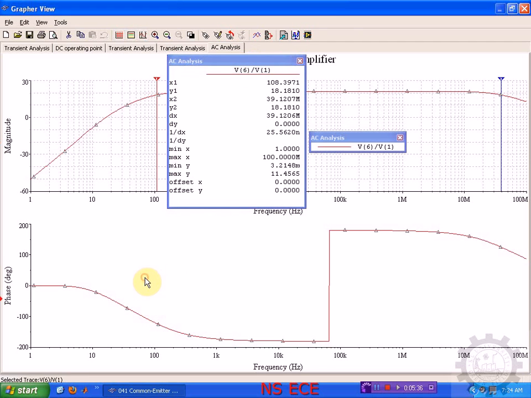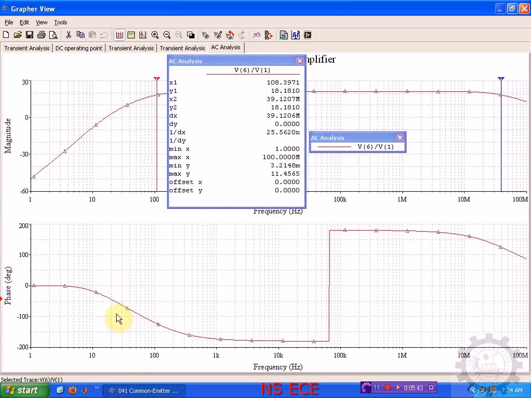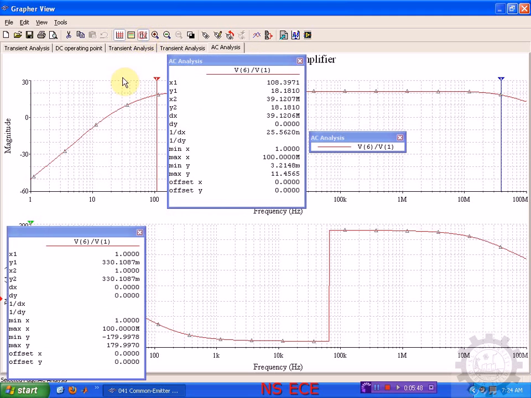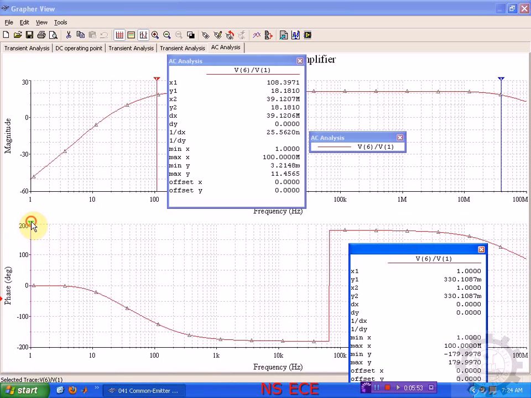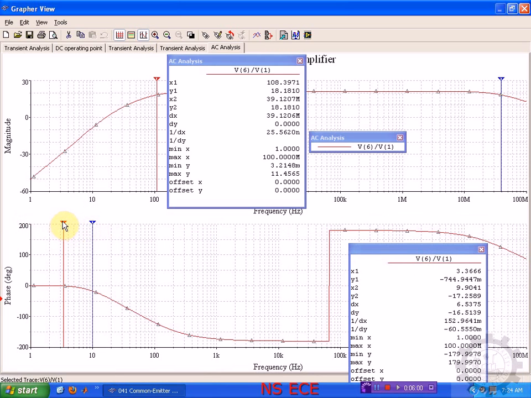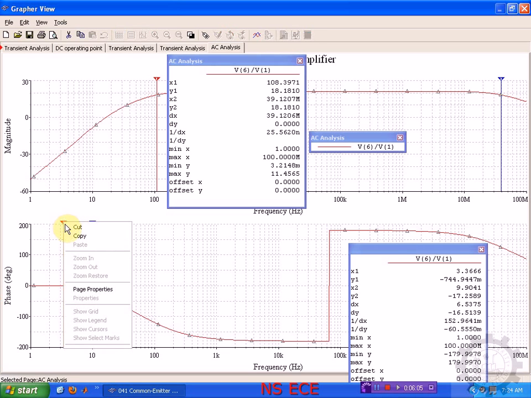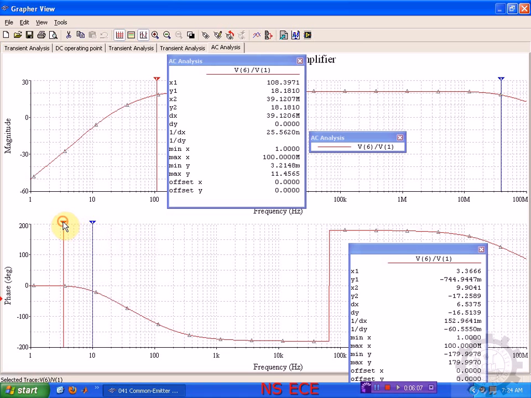Similarly, you can study the phase response. For studying the phase response, you click that. Next, you select the grid. Next, you select the cursors. This is the cursors. Next, you select cursor 1 and cursor 2. And you already know the lower and upper cutoff frequency. So you first select the first cursor and right click.